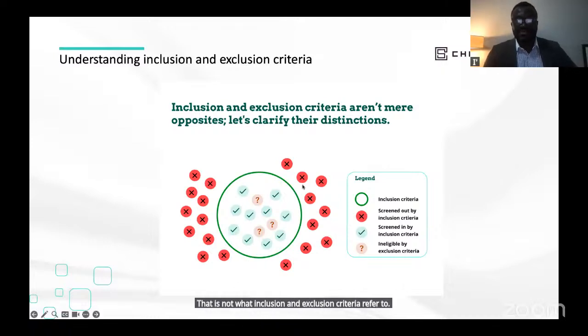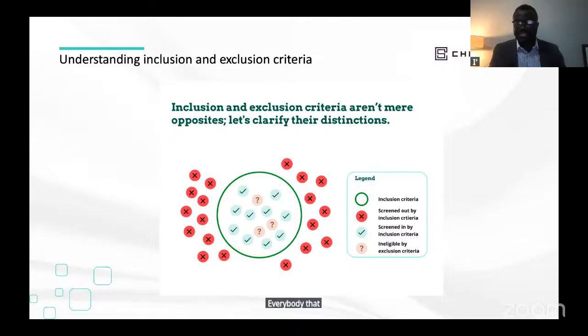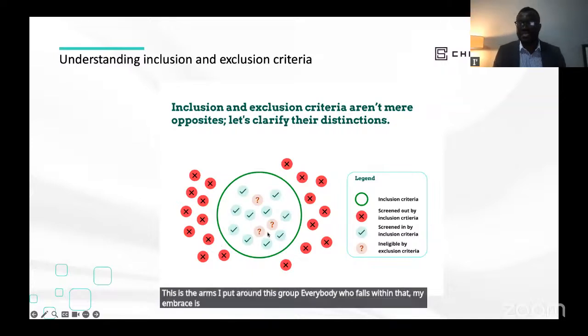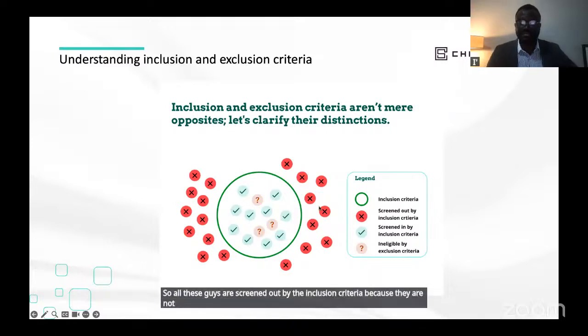Think of it this way. Inclusion criteria is like putting your arms around this population and saying, everybody that falls within my embrace is part of the study. So this is the arms I put around this group. Everybody who falls within my embrace is screened in by the inclusion criteria. All these others are screened out by the inclusion criteria because they are not within my embrace.